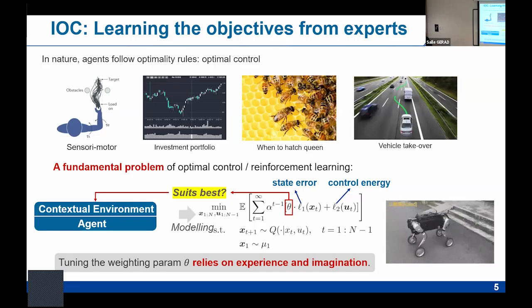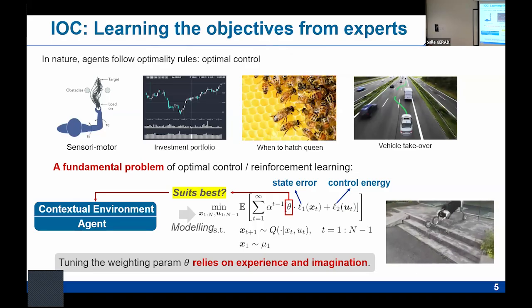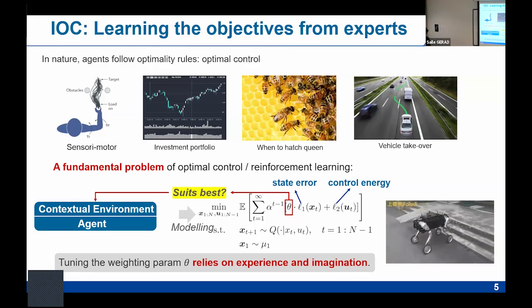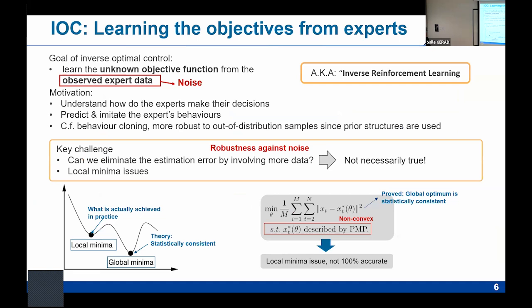It's composed of different features that you want to consider. It highly relies on your experience and imagination. So the question is, can we do that? Can we learn that from the experts? You do a demonstration and the human shows you how to do that. Can you infer the objective function from the human's decision criteria? So the goal of inverse optimal control becomes learning the unknown objective function from the observed expert data.